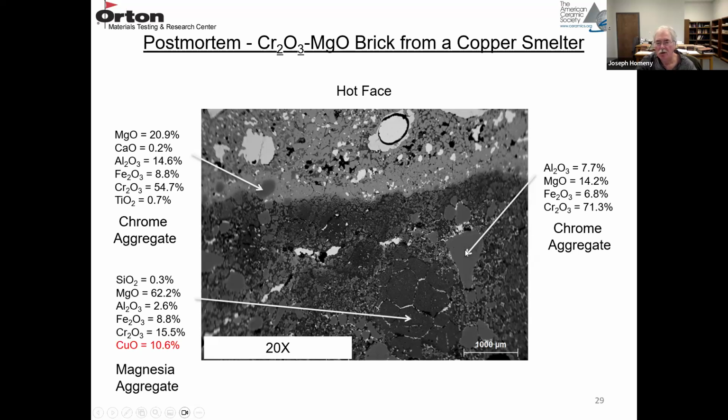This is a chrome aggregate. It's intact. It's about 71% Cr2O3, and there's MgO, alumina, and Fe2O3 present also. And then this is an MgO grain. But you can see this MgO grain contains quite a bit of copper oxide. So the copper that's diffusing in through the matrix is attacking the matrix and the MgO grains. The chrome aggregate is pretty resistant to the slag attack.